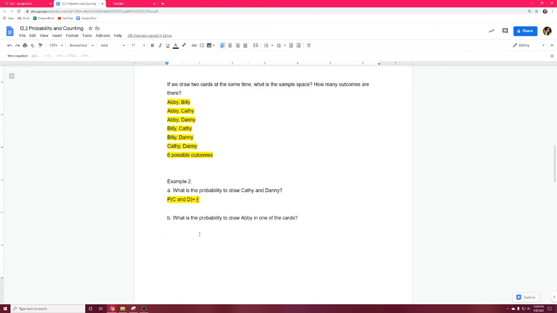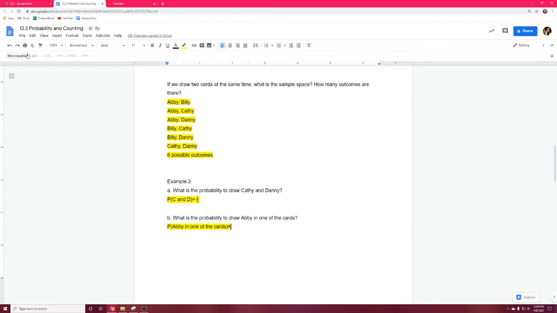That is the probability of drawing Kathy and Danny, okay? All right, so next one. They ask you, what is the probability of drawing Abby in one of these cards? So Abby in one of the cards. That probability equals, think about it, Abby in one of the cards. It can be Abby Bailey, Abby Kathy, or Abby Danny. So they have 3 possible outcomes.